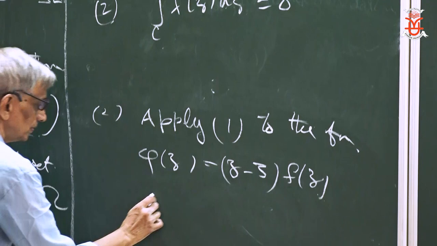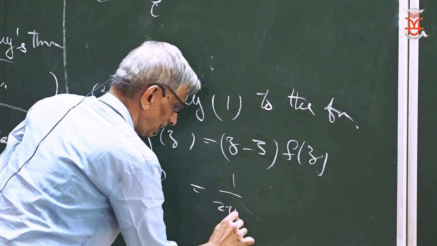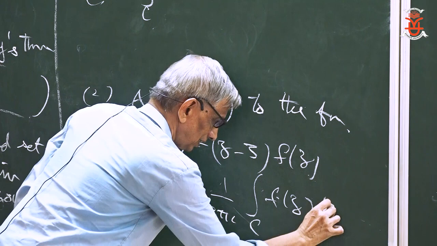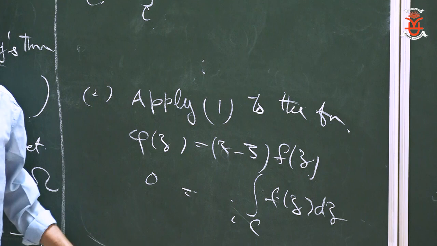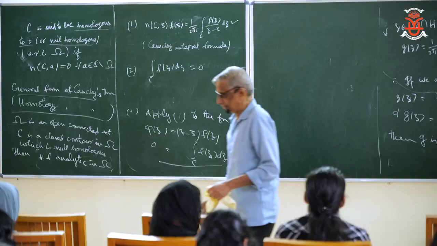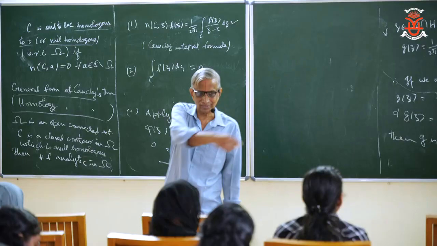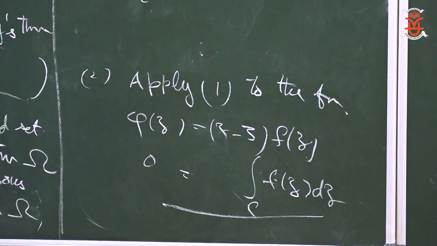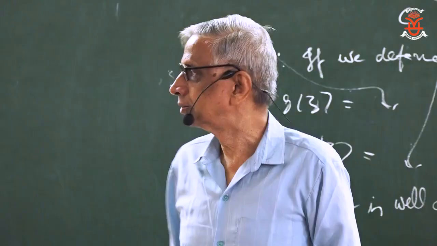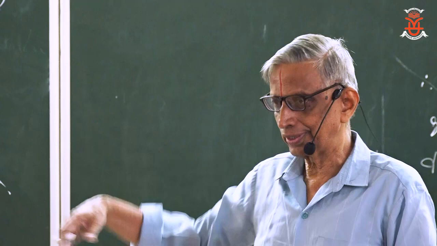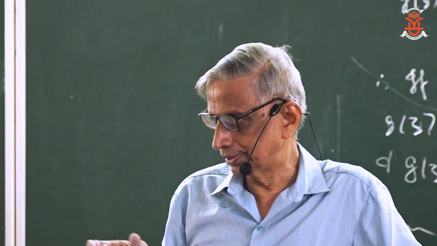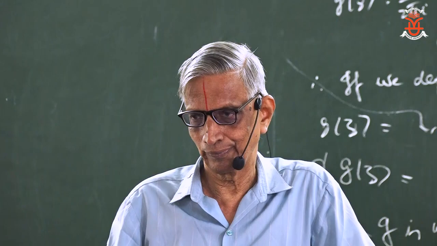So 0 is equal to 1 over 2 pi i times the integral over C of f z dz. I can forget the 2 pi i because it is 0 on the other side. So that gives Cauchy's theorem. So it's a pretty simple proof. None of the steps that I have mentioned is difficult. Each requires a little work, but none of them is difficult. Some of them are more or less obvious. Some of them need a little work. So all that you need for Cauchy's theorem to hold is that the contour should be homologous to zero. That's all.